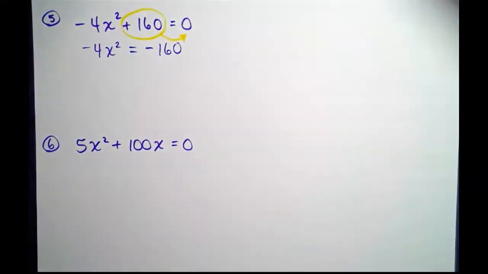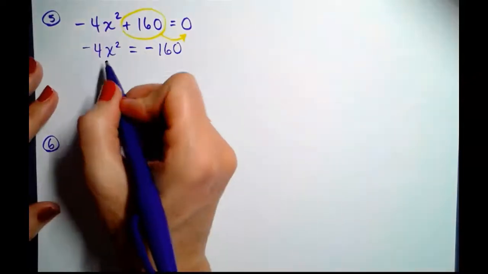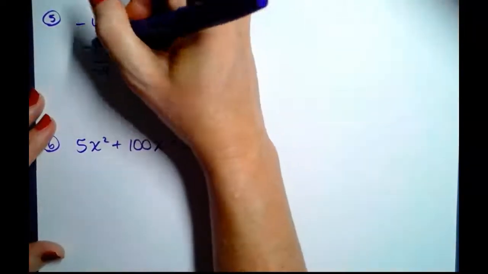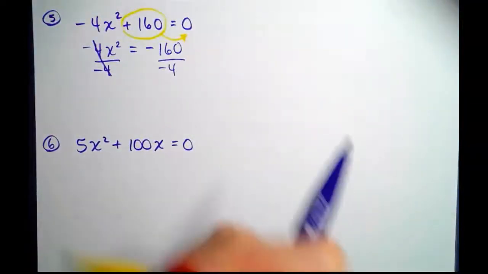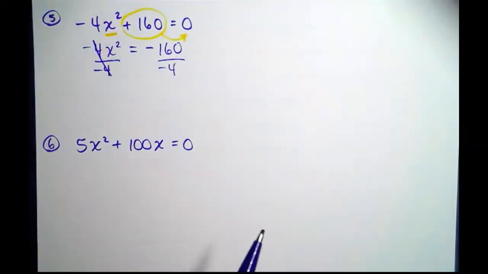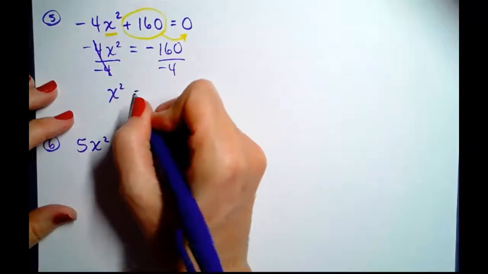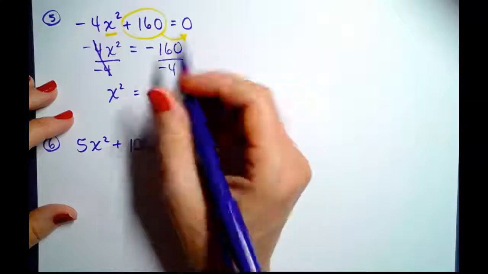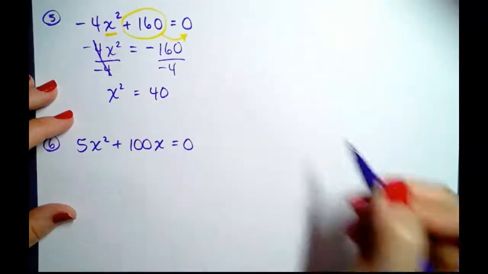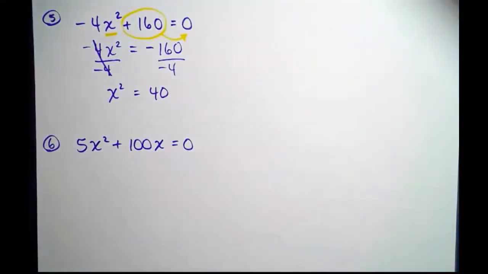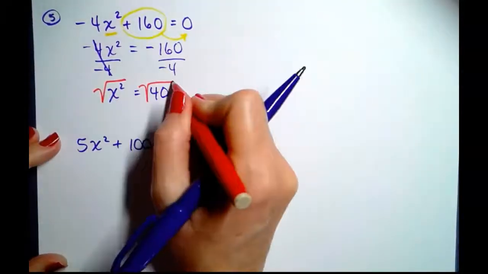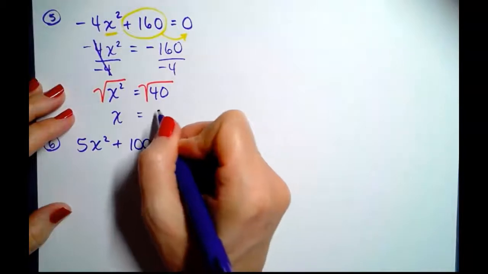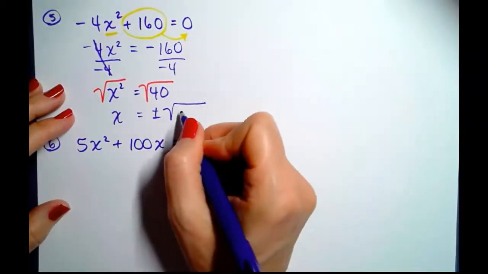Our job here is to isolate the squared term. So from here, we are going to divide by negative 4 because that's going to get x squared all by itself. That's what we're after. We want that squared term isolated. So x squared equals negative 160 divided by negative 4. That's positive 40. Now 40 is not a perfect square. So when I solve for x by taking the square root of both sides, I got to do a little bit of work here. Remember, it's plus or minus the square root of 40.